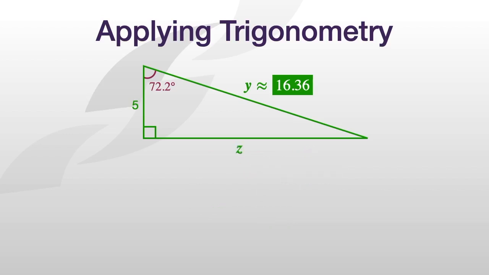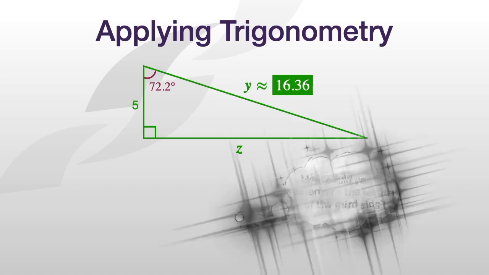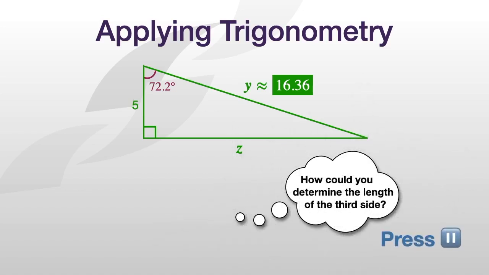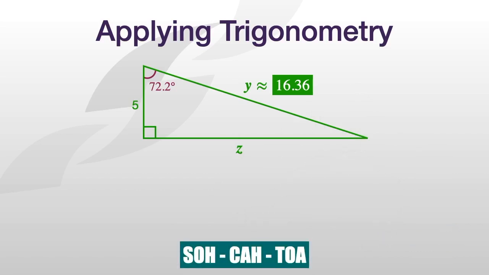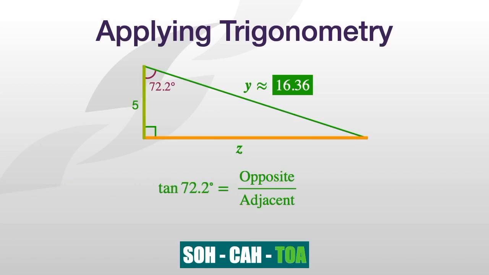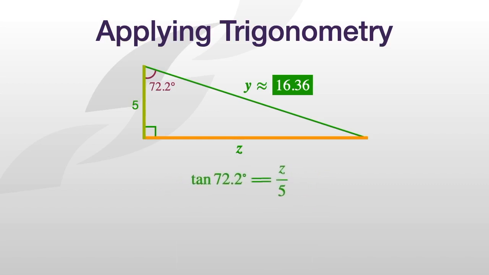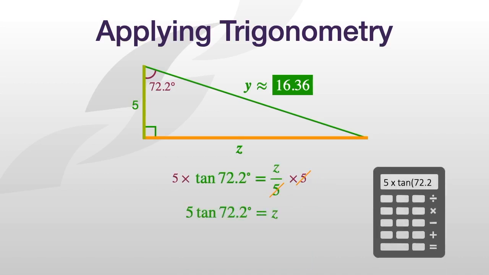What if we wanted to solve for the length of the third side? How could you figure that out? One approach we can take is to use trigonometry. Z is the opposite side, and 5 is the adjacent, so we can use tangent, and this ratio is z over 5. To solve the equation, multiply both sides by 5. Next, we use a calculator to determine 5 times the tangent of 72.2 degrees, so z is approximately 15.57.